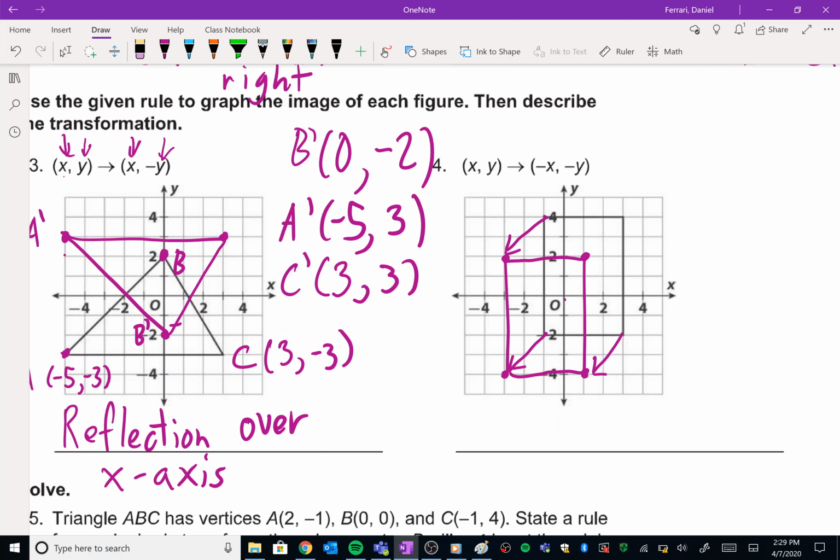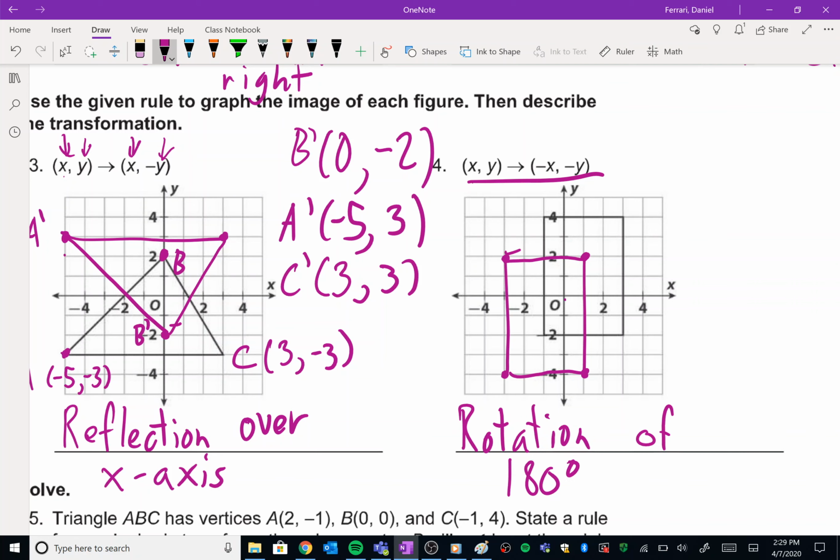But it turns out that actually what we've just done is actually the transformation for a rotation. Okay, this is a rotation of 180 degrees. And if you notice, that's going to end up in the exact same spot, right? If you take that original printed rectangle and you turn your paper upside down, you will end up with the rectangle that I just graphed, the purple rectangle. Okay, so that is going to be a rotation of 180 degrees, okay?